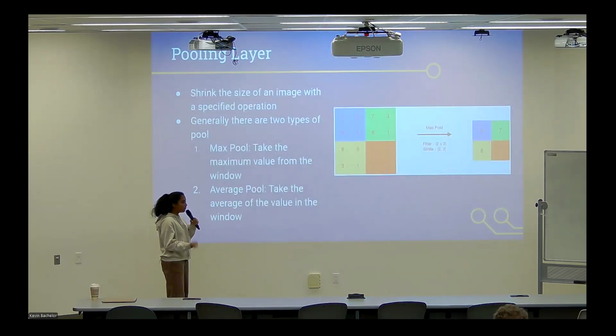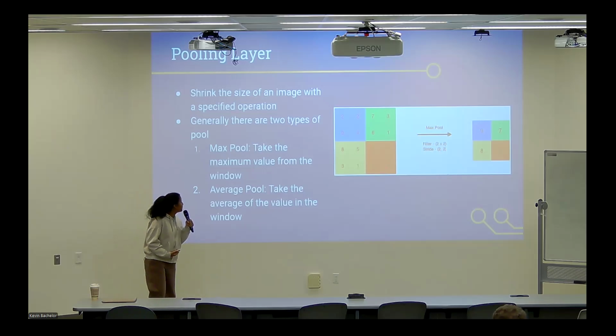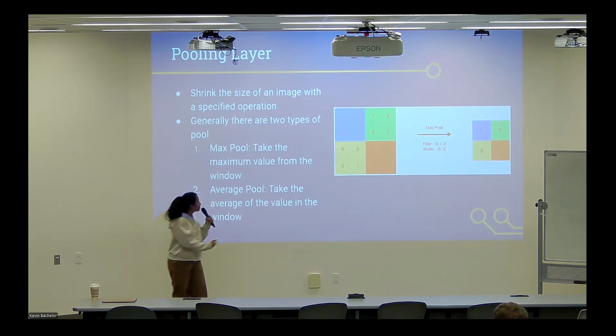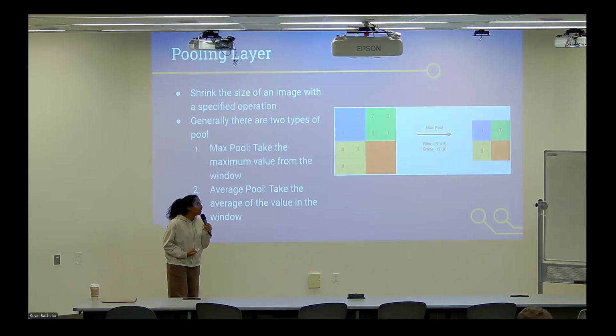All right, so now that we went over convolutional layers, we can go a little bit over pooling layers. Basically, pooling layers shrink the size of an image with a specified operation. Typically there's two types of pooling. There's max pool, where you take the maximum value from the window and you use that in your feature map. And there's also average pool, where you take the average of the values in the window and you put that in your new layer. I do believe there's also minimum pooling where you take the minimum of the values in the window, but I believe the most popular would be average and max pool.